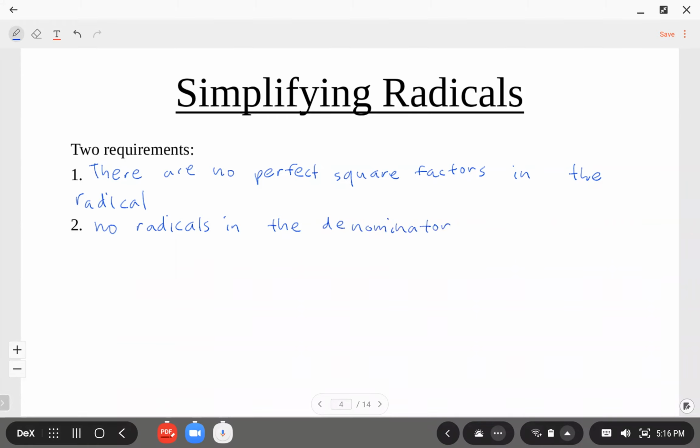No radicals in the denominator. Okay. And that is about it for simplifying radicals.